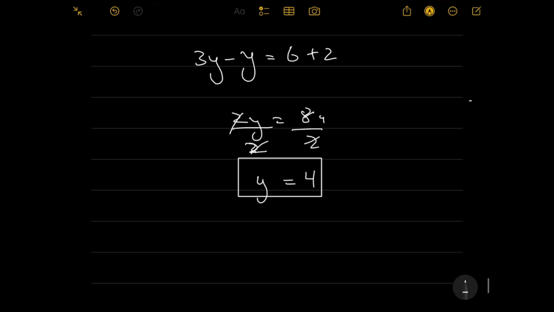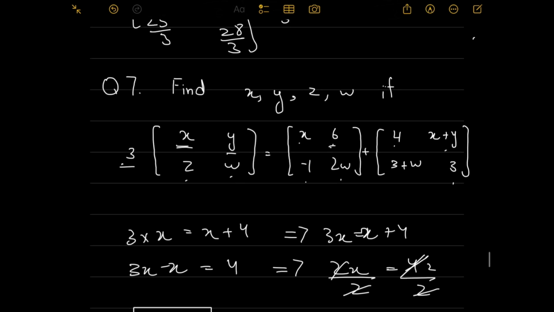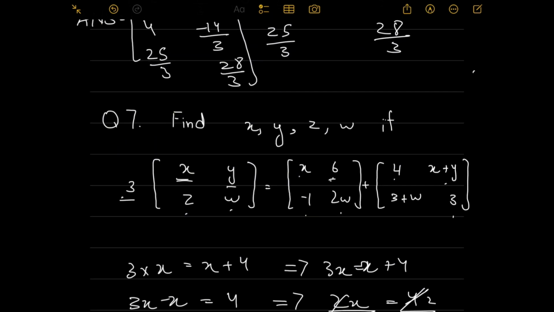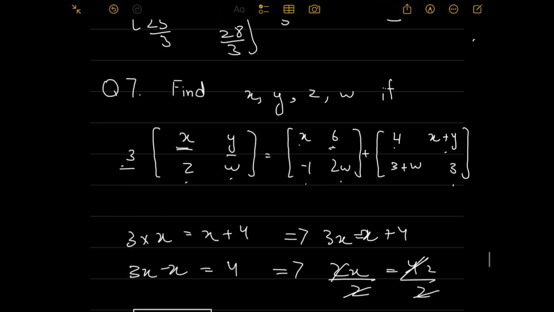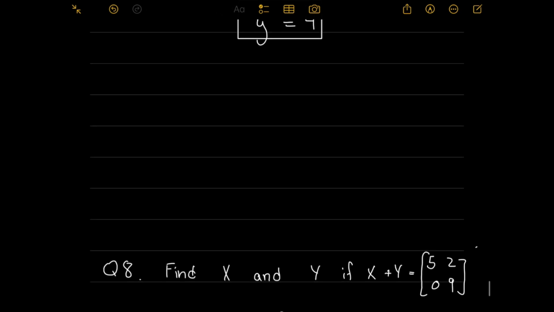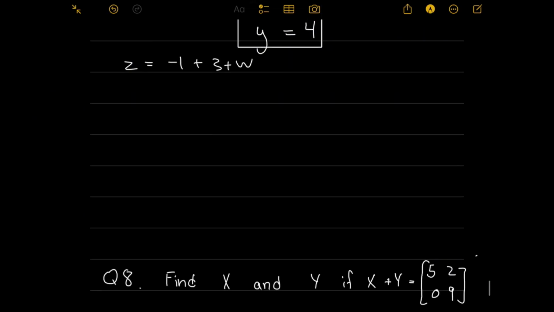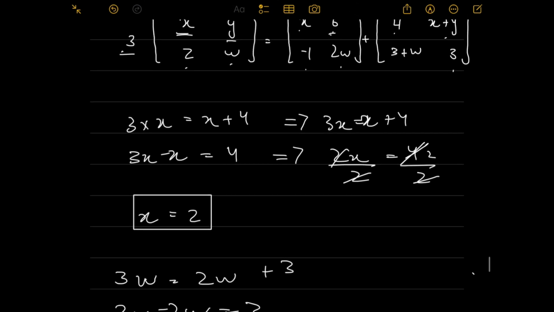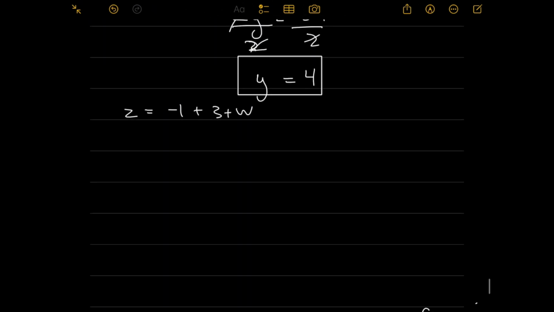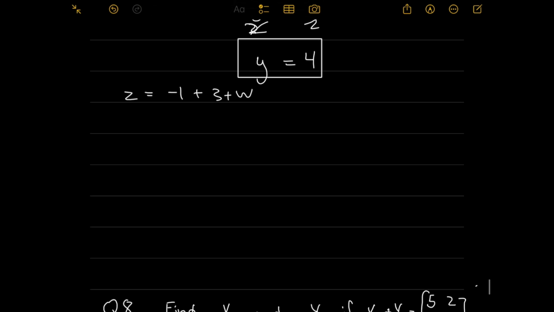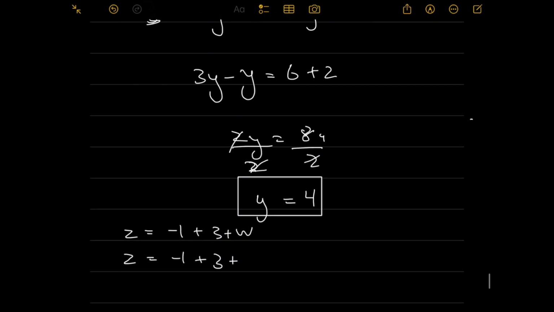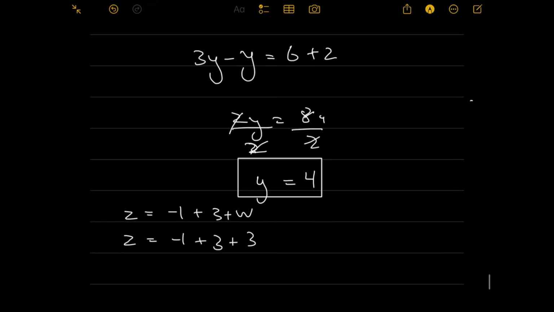So y equals 4. The next value we are going to find is the value of z. So z equals minus 1 plus 3 plus w. Let me check it. z equals minus 1 plus 3 plus w. Yes. So we know that w equals 3. So z equals minus 1 plus 3 plus 3.